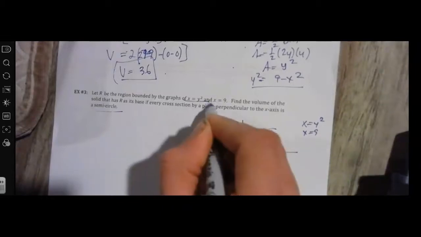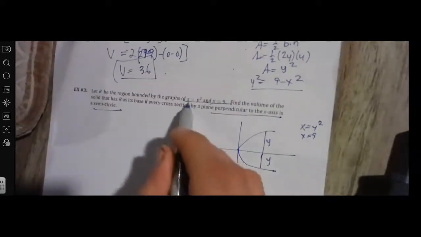Okay, again, we're going to find the area and then use that area, integrate it, in order to find the volume. That's been our pattern so far. So now we're doing the region bounded between these two curves, and perpendicular to the x-axis is a semicircle. So we're talking about semicircles right now. So we drew out the little curves, x equals y squared, x equals 9.